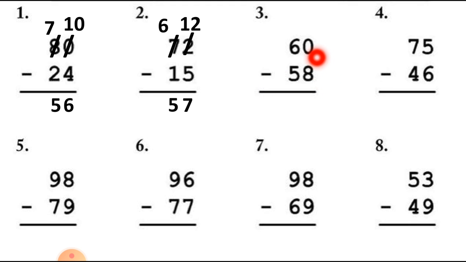So we have to take 10 numbers from the tens column. So let's cut 0 first and put 10 number there, because 10 plus 0 is equal to 10. Now let's cut 8 number from this 10. 10 minus 8 is equal to 2.